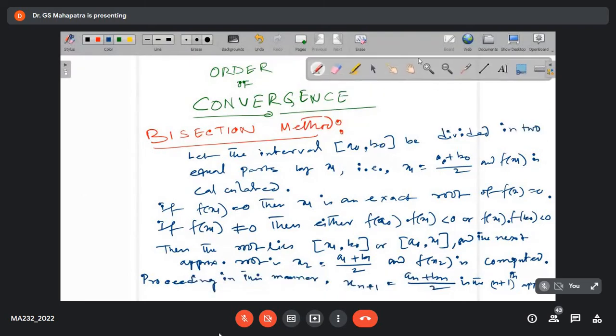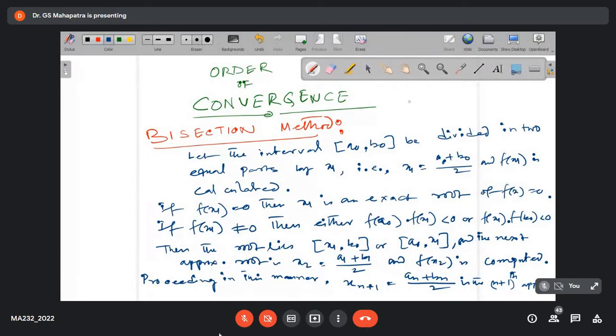It is from the working formula you have, and from the procedure of that method you can derive the order of convergence, or what is the criterion of convergence. For the case of the bisection method, what I have written: during the bisection procedure, we have to consider one interval, that is a naught comma b naught.